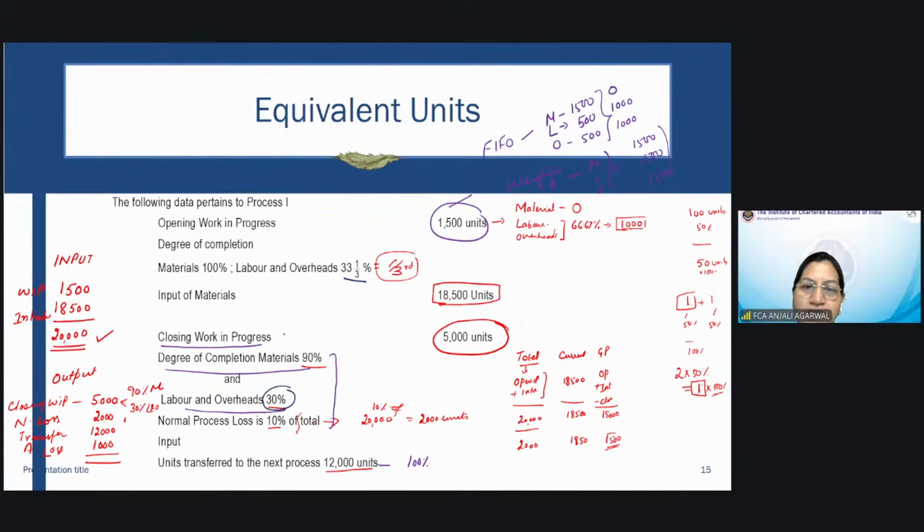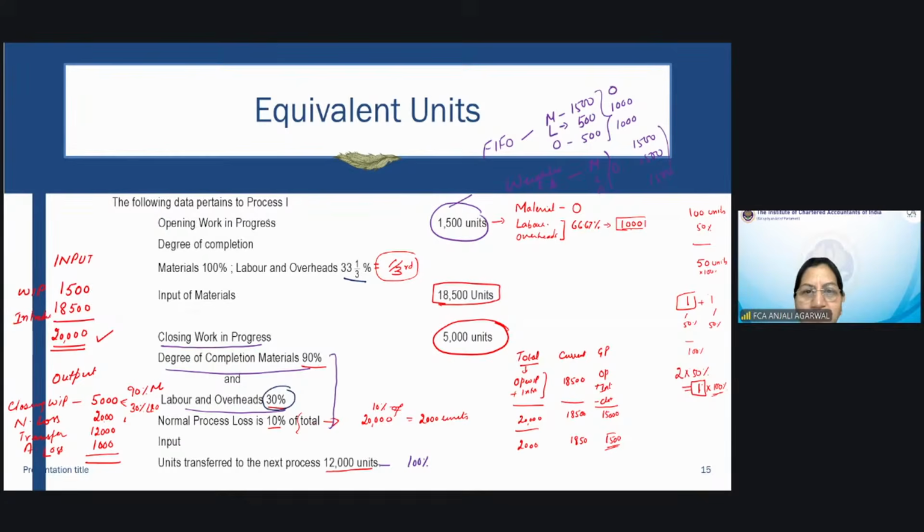Yes, abnormal gain is always 100%. Even if the scrapped units are mentioned as 60% complete as far as material is concerned and 30% complete as far as labor is concerned, abnormal gain will always be 100% complete.